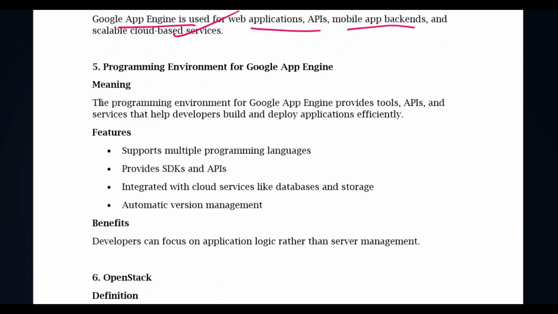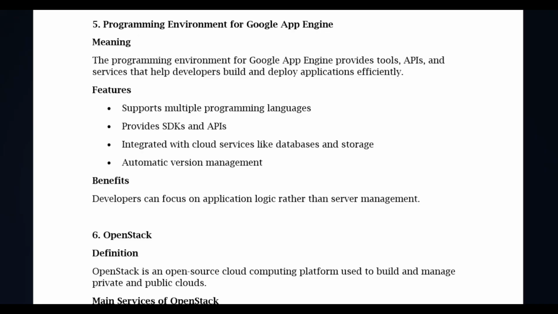So this is all about Google App Engine. Talking about the programming environments in Google App Engine, they provide tools like APIs and other services that help the developer to deploy and build the application. Just like VS Code provides us many extensions to work on our code, in a similar fashion Google App Engine is also providing us various APIs and services so that we can build and deploy our code and application well.